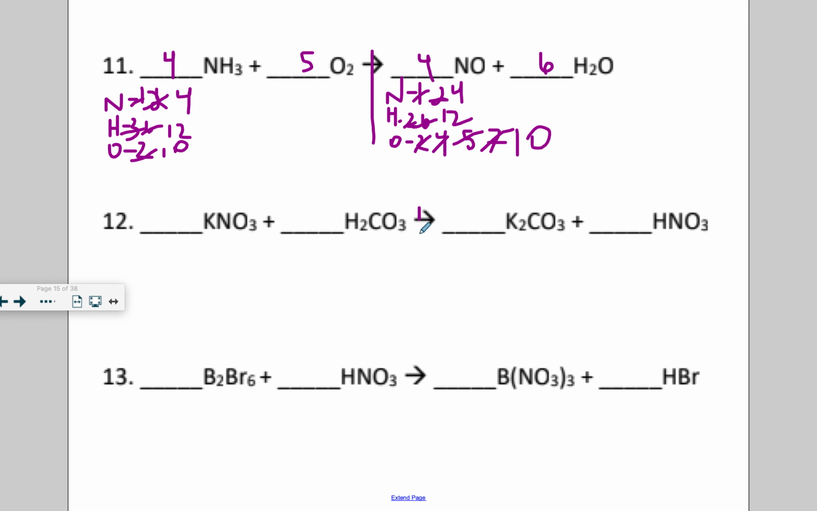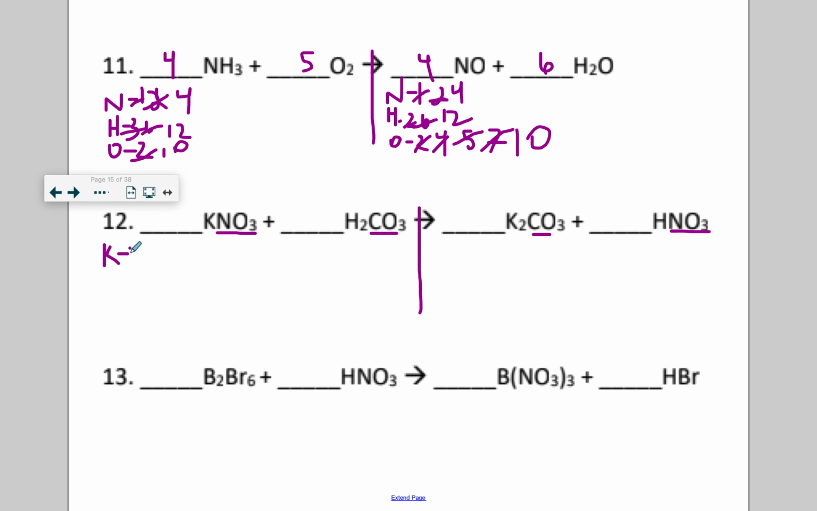Okay, these next two, if you're really good about identifying polyatomic ions, you can keep them together. Notice I have NO3 here and NO3 over here. And I have CO3 over here and CO3 over here. So I can keep them together as long as I don't have any stray oxygens or stray carbons or stray nitrogens, and that's not the case here. So when I do inventory, I got 1 potassium, and then I have an NO3, and I write it as 1. I have 1 over here.